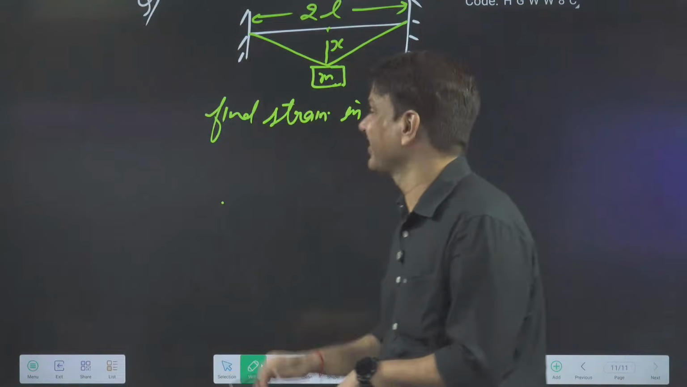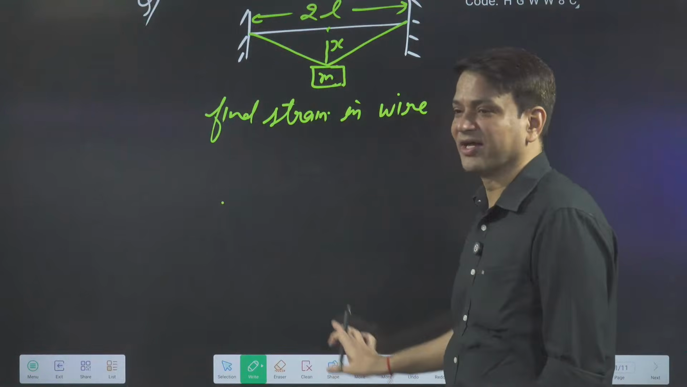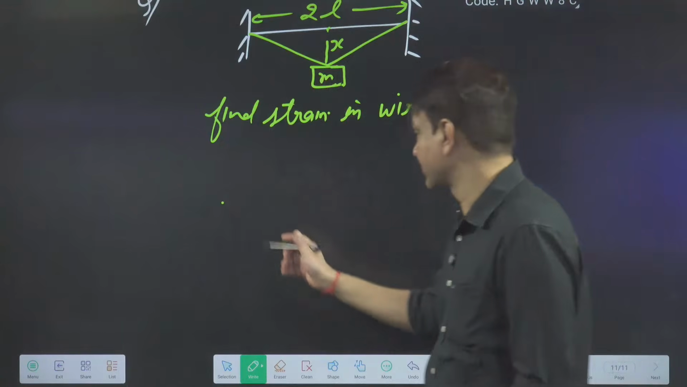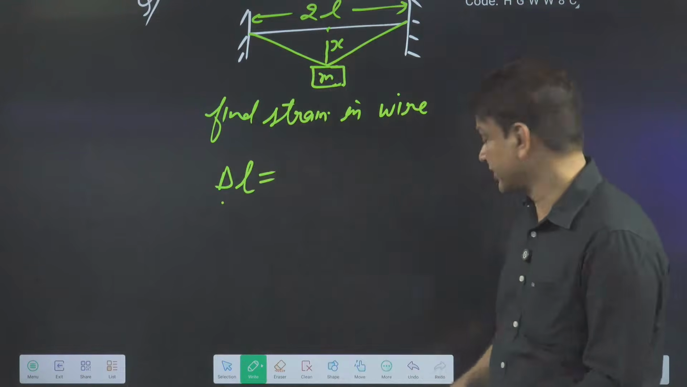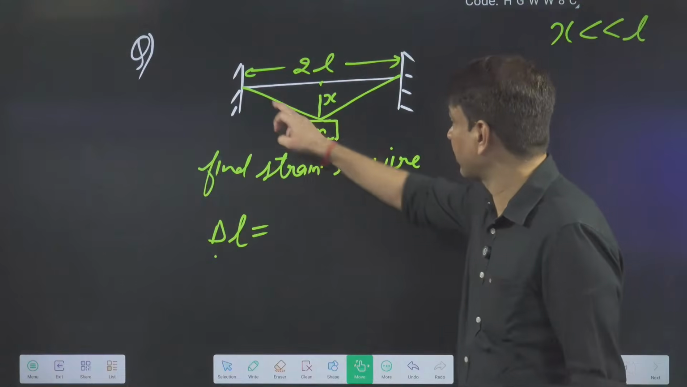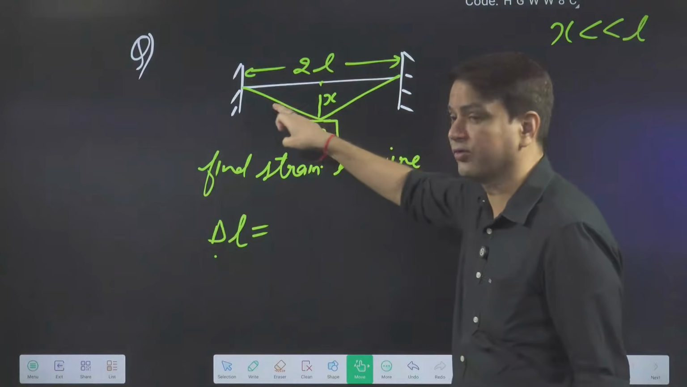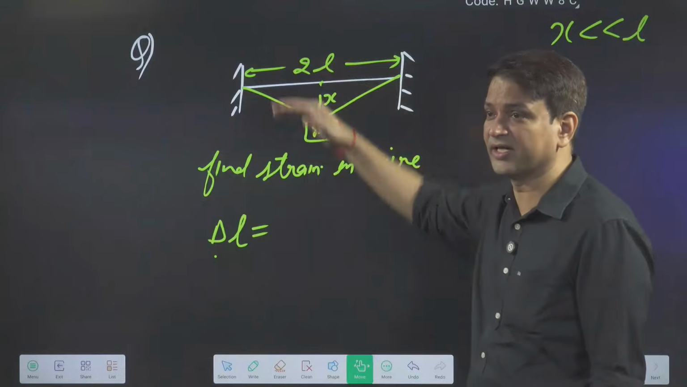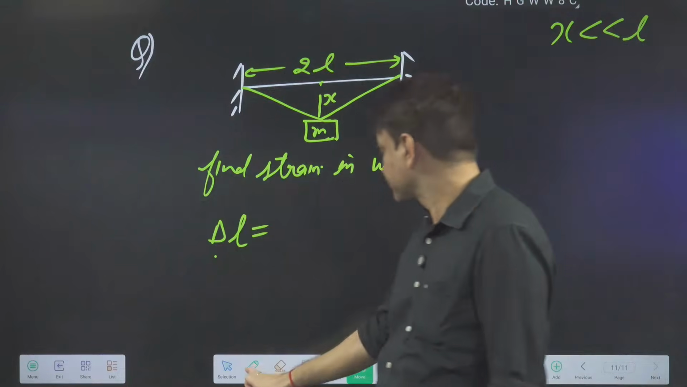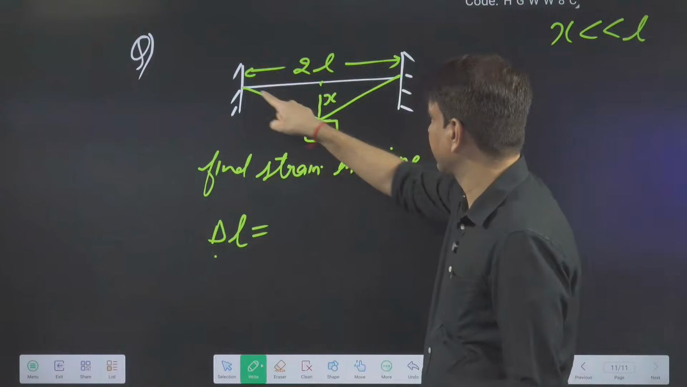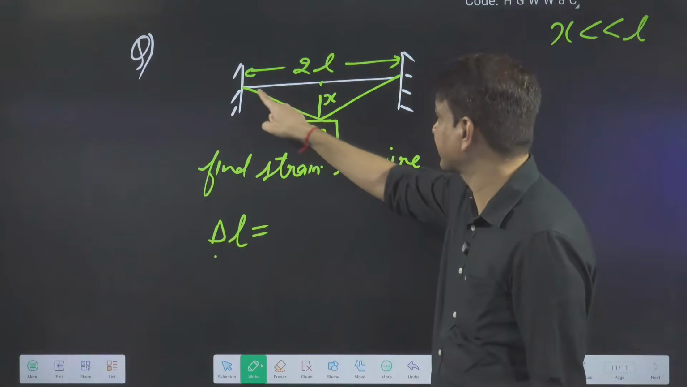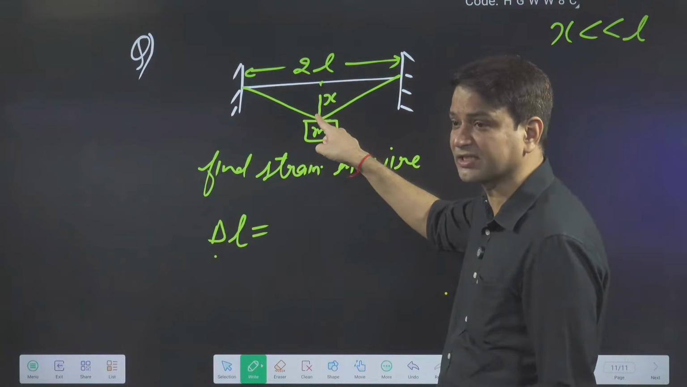Okay, so find the strain in the wire. Strain means change in length upon original length. So first I am saying what is the change in length? Delta L. So what is the new length? This is the new length, and this is the initial length. So this length, how can I find? This is the hypotenuse. Hypotenuse I can say is under root of L square plus X square.